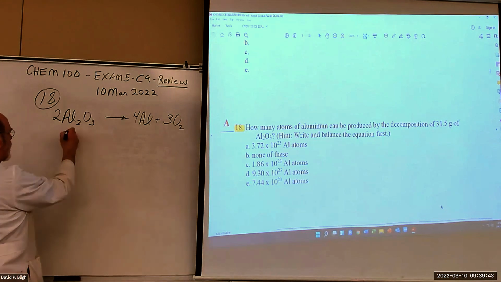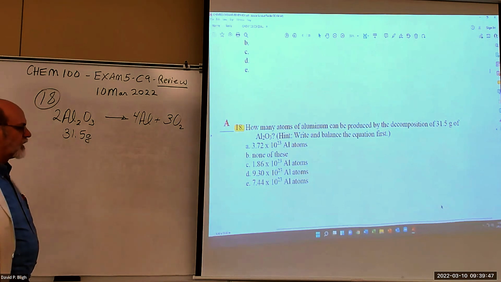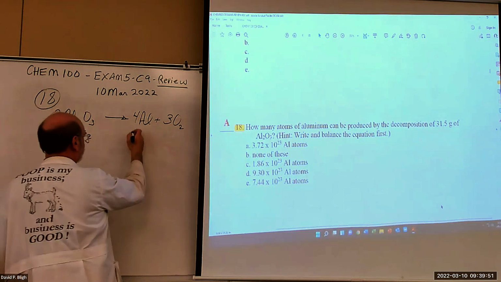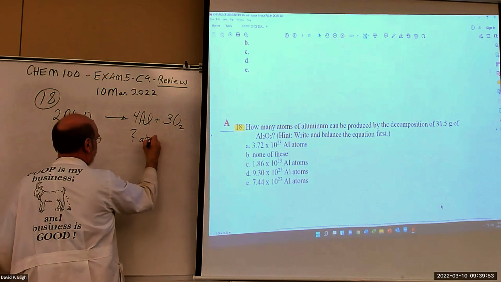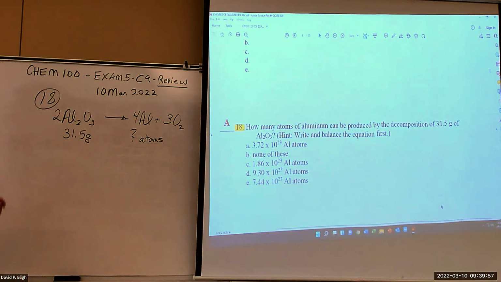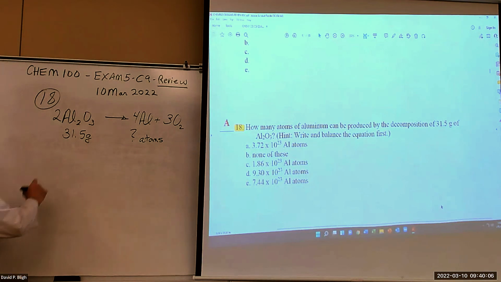Decomposition of 31.5 grams. And we want to know how many atoms of aluminum. What question? Atoms. Okay. Right, just like always, balance the equation, and then if you've got mass, you got to convert it to moles. So we need the molar mass of aluminum oxide.